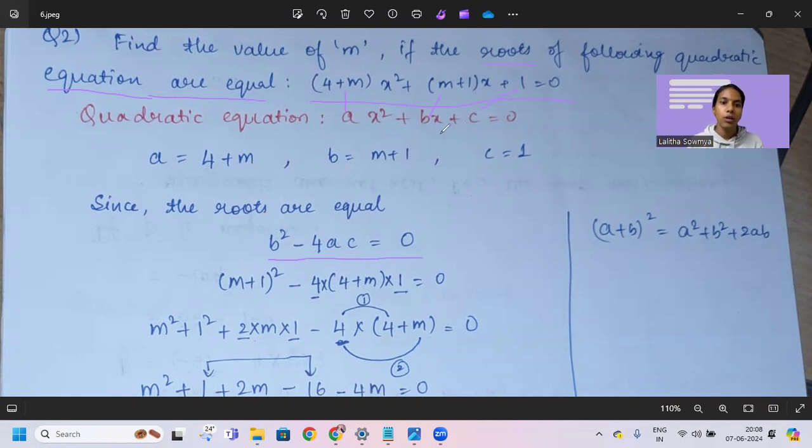Right? Now, let's go ahead. What is b? m plus 1. So we are writing (m plus 1) whole square minus 4 into a, which is 4 plus m. Because it is an expression, we are putting it in brackets now. Into 1. Now, this is (a plus b) whole square, right? So we are using this formula. (a plus b) whole square is what? a square plus b square plus 2ab. Perfect. Now, using that, I am expanding this: m square plus 1 square plus 2 into m into 1. Chalo. Minus 4 into 1, which is 4, and I should multiply that with 4 plus m. So I've done this.